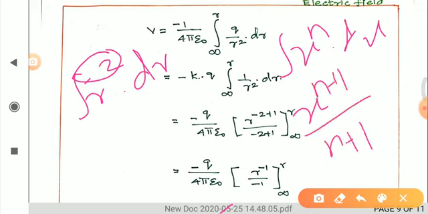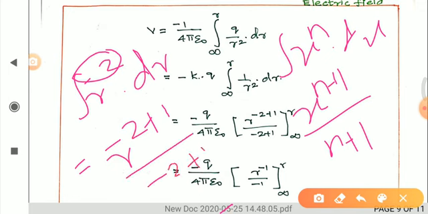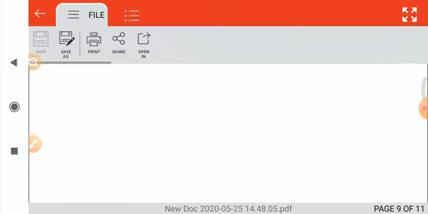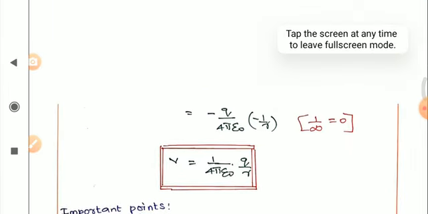So according to our condition, n is minus 2. Okay, so minus 2 plus 1, x. What is x here? r. So r power minus 2 plus 1, in denominator also minus 2 plus 1. That is explained here. Are you clear? Right. Now minus q into 4 pi epsilon naught into r power minus 2 plus 1 by minus 2 plus 1. The limit value, what is the limit value there? Limit value is equal to infinity to r.